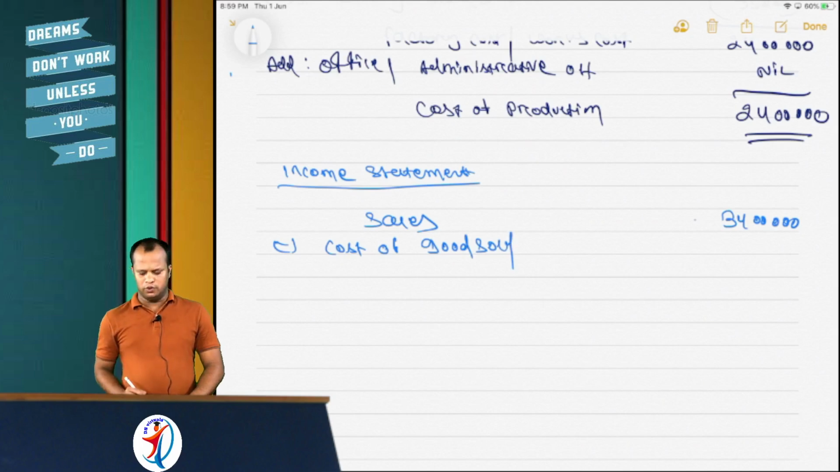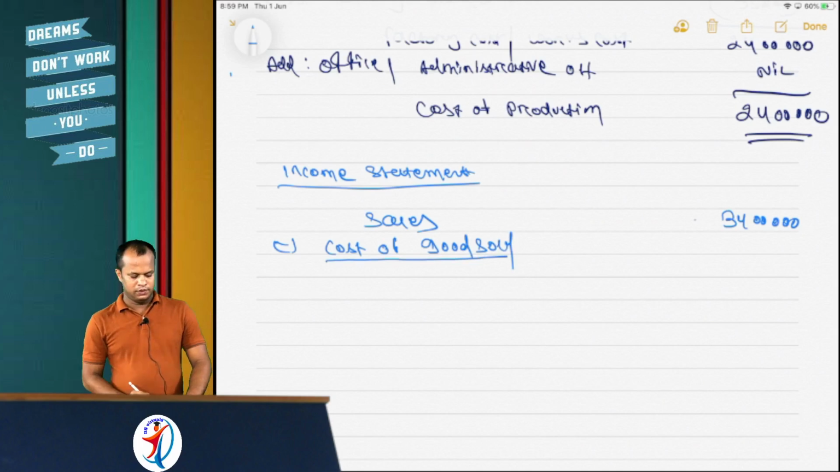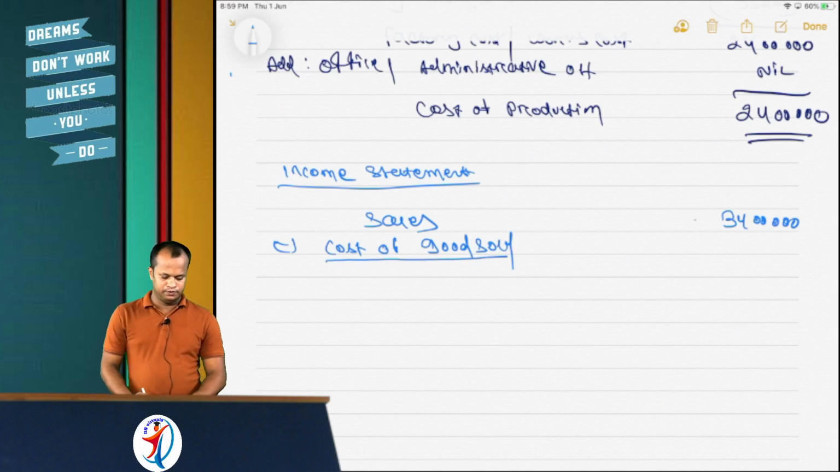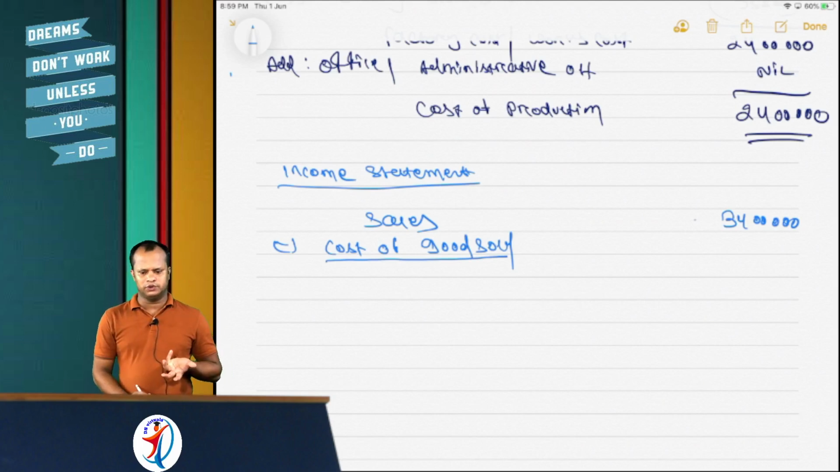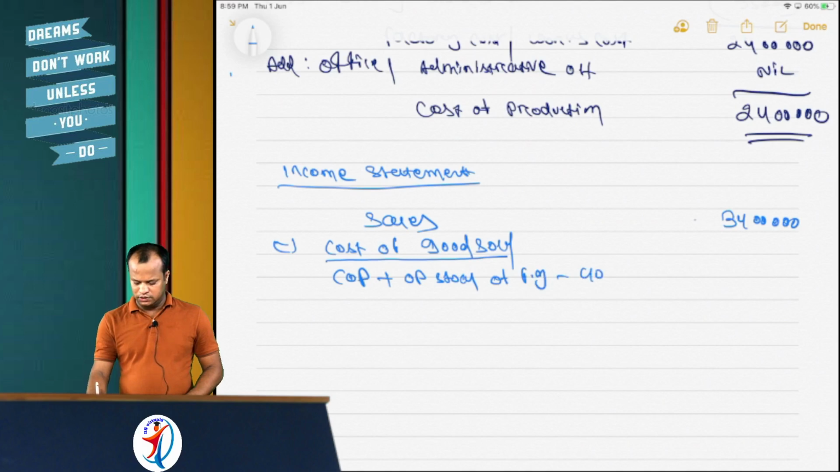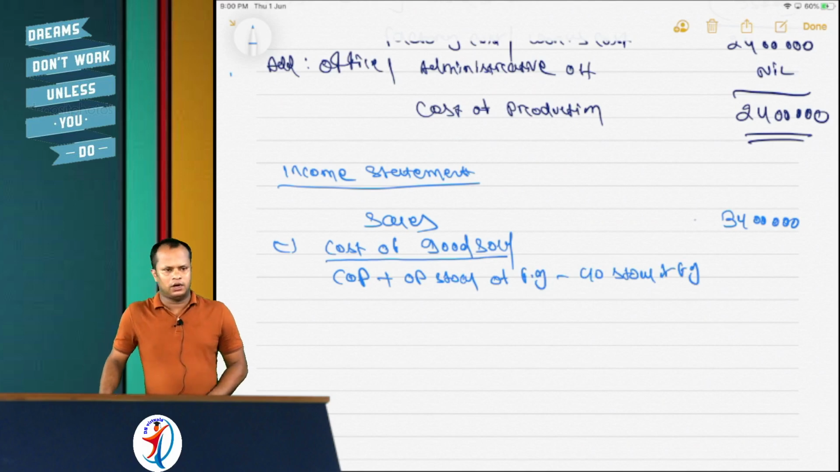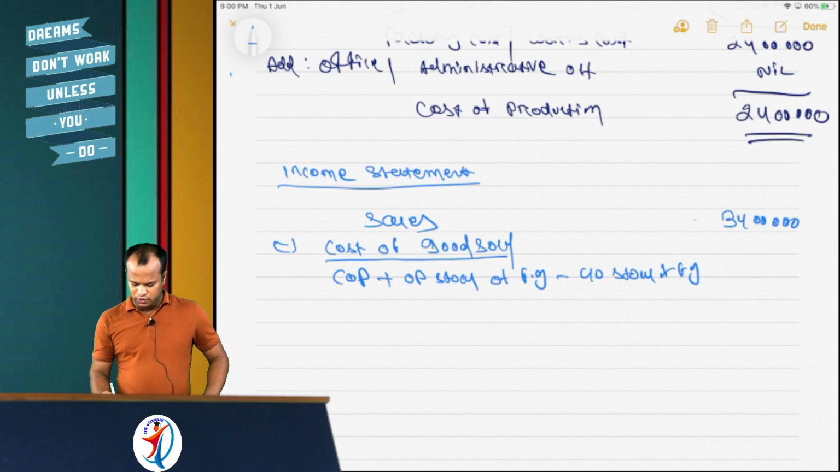Then we will deduct cost of goods sold. Sir, how to find cost of goods sold? Cost of goods sold is cost of production plus opening stock of finished goods minus closing stock of finished goods. So my cost of production is 24 lakh.